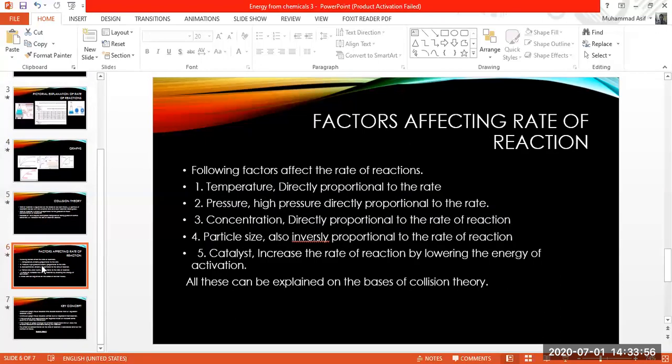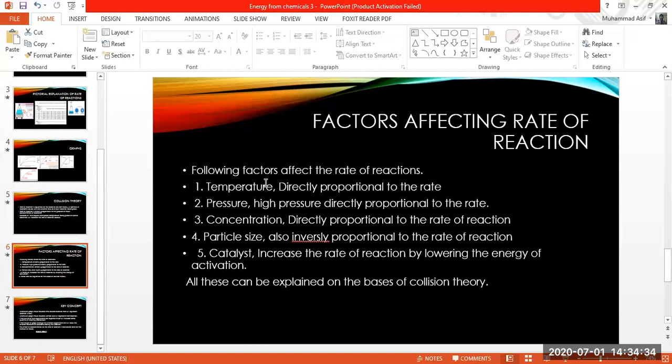Now, there are different factors affecting rate of reaction. What are these factors? These factors are, number one, temperature. Normally, on increasing the temperature, rate of reaction increases. So we can easily say that temperature is directly proportional to the rate of reaction. If we increase the temperature, rate of reaction will increase.